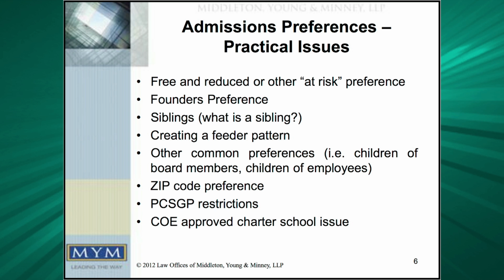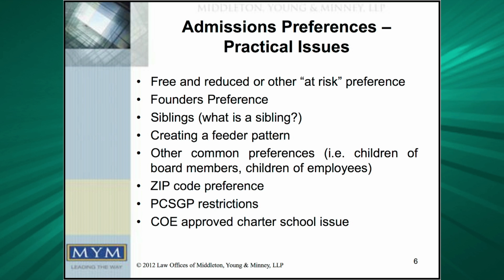Again, I want to re-emphasize that a lot of these preferences we're going to talk about are common preferences: founders' preference, siblings, and others, maybe even some of the feeder patterns. But where schools get into trouble is where they don't define in advance what it means to be a sibling, or foster children, stepchildren. Are these cousins living in the same home? Are they considered siblings for purposes of this? You really should not be making exceptions on the fly, and should try to define this in advance.